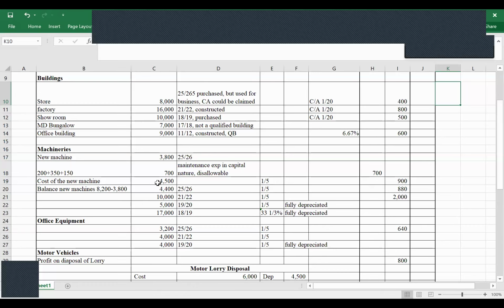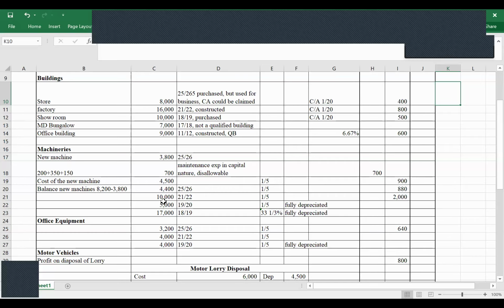Then the cost of the new machine is 4.5 million. We can divide it by 5 to calculate the capital allowance. Then the balance of the new machine: 8.2 million was there as an addition, but only 3.8 was capitalized. Then there is a balance amount. That balance amount we can also consider as additions during the period, so we can divide it by 5 to calculate the capital allowance.